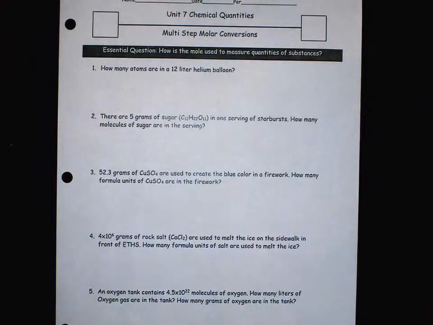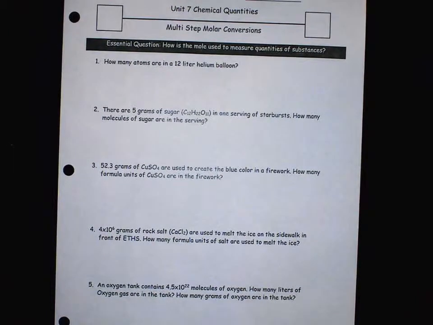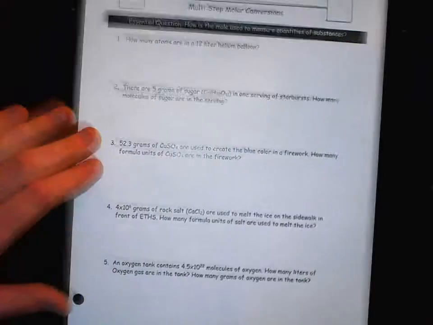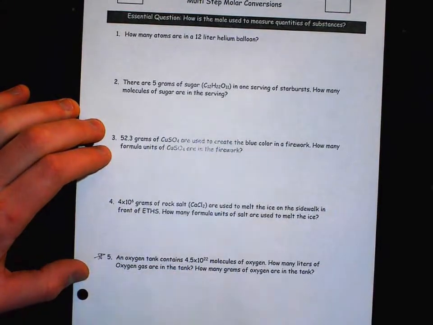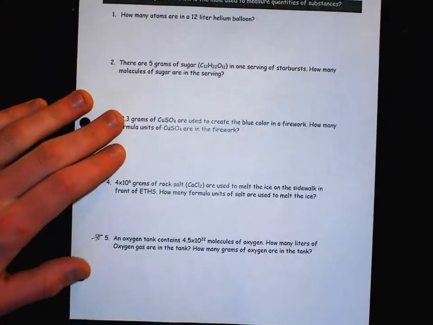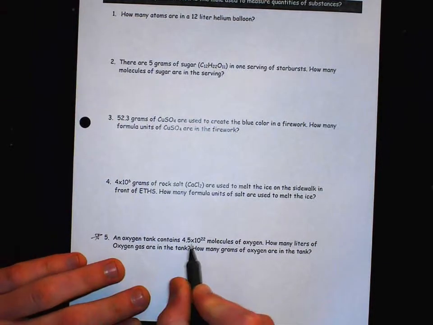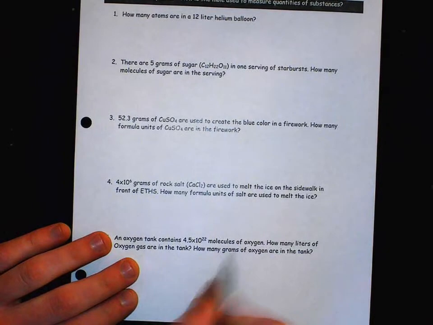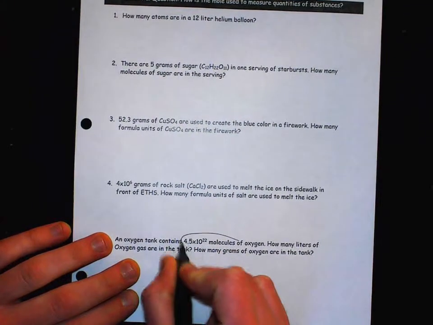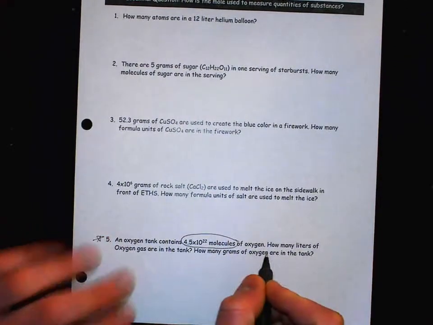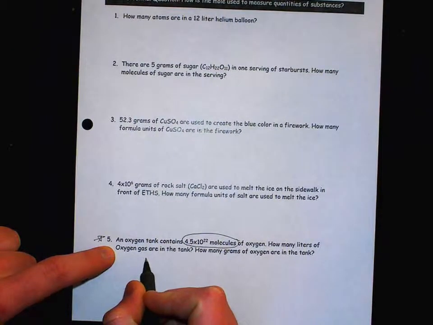What we're going to talk about right now is a multi-step molar conversion that involves actually solving two different problems in one question. If you look at question number 5 on your multi-step conversion worksheet, reading along: an oxygen tank contains 4.5 times 10 to the 22nd molecules. That looks like it could be some given information, so I'm going to circle it. How many liters of oxygen gas are in the tank?